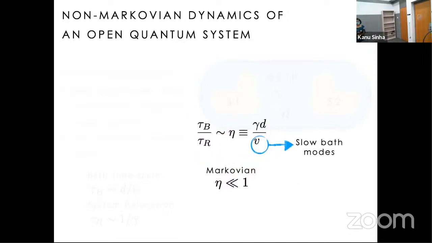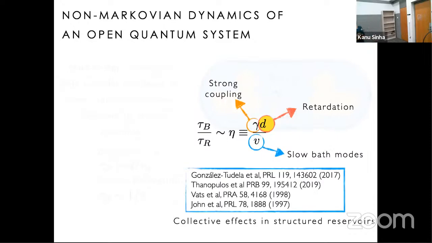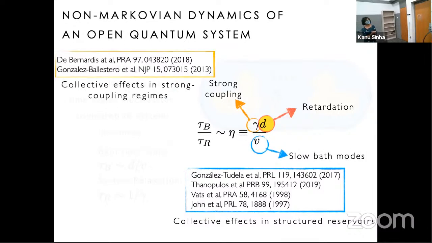For example, if we have slow bath modes, then we get non-Markovian or memoryful dynamics, if the bath excitations spend more time closer to a system. If we have strong coupling, then again, we have non-Markovian dynamics, or in this case, for example, if we have retardation, we get non-Markovian dynamics. I should mention that collective effects have been studied in the presence of structured reservoirs and slow bath modes. They've also been studied in presence of strong coupling and actually also ultra-strong coupling. And what we are going to discuss here is collective effects in the presence of retardation.